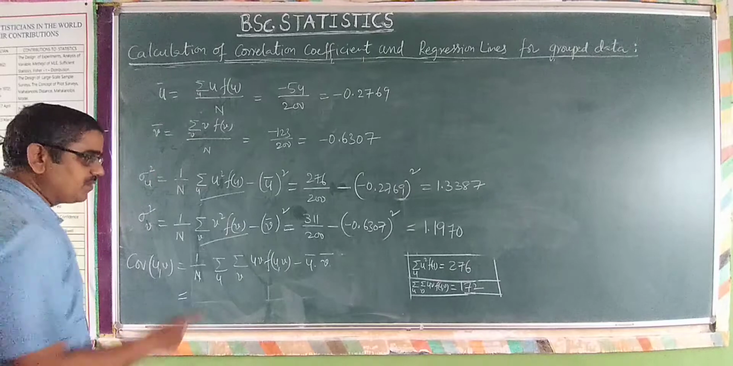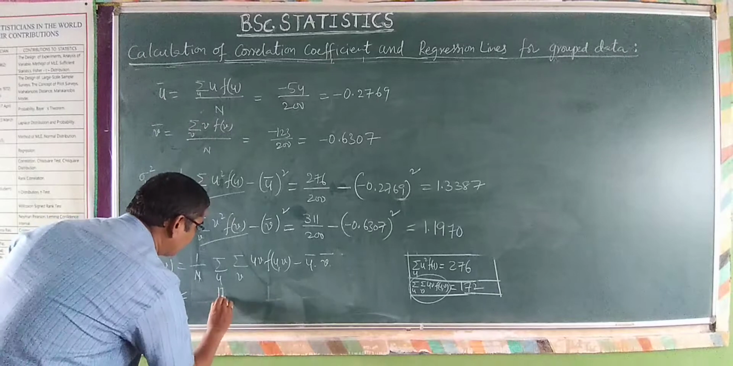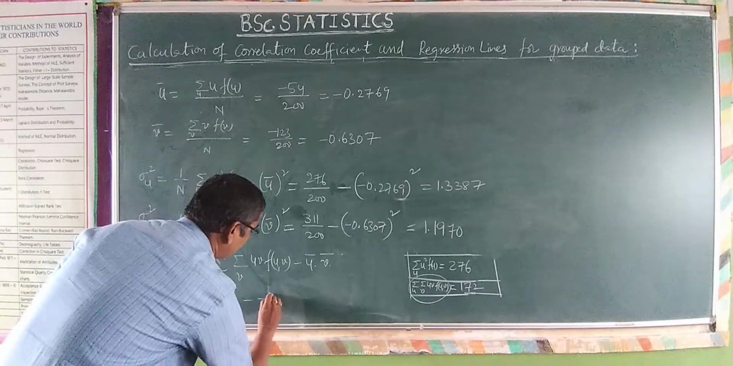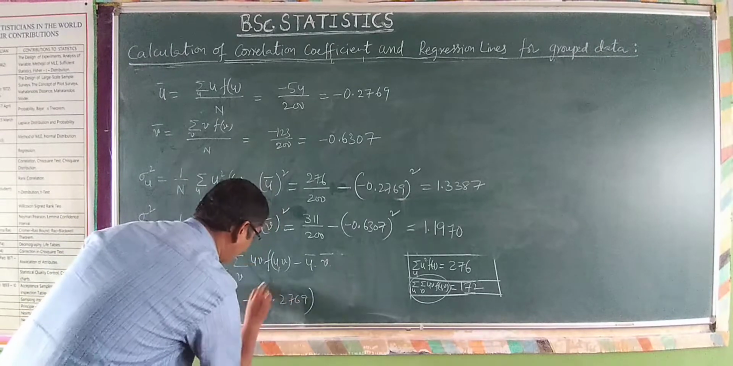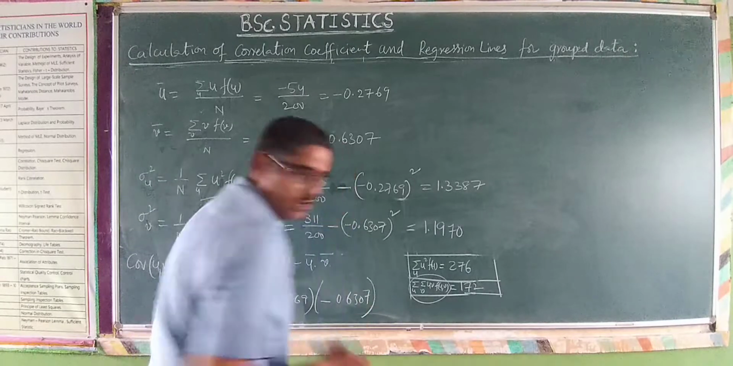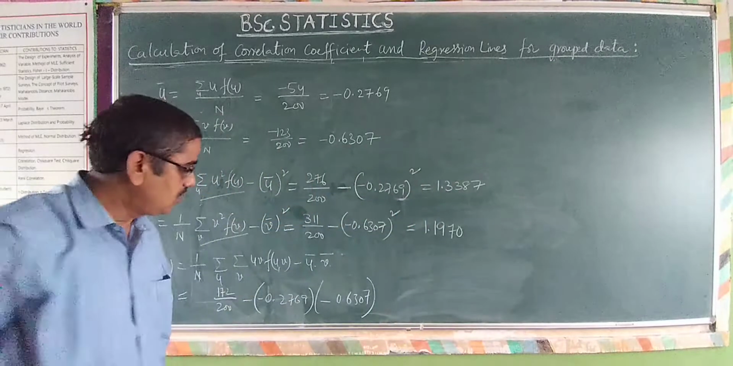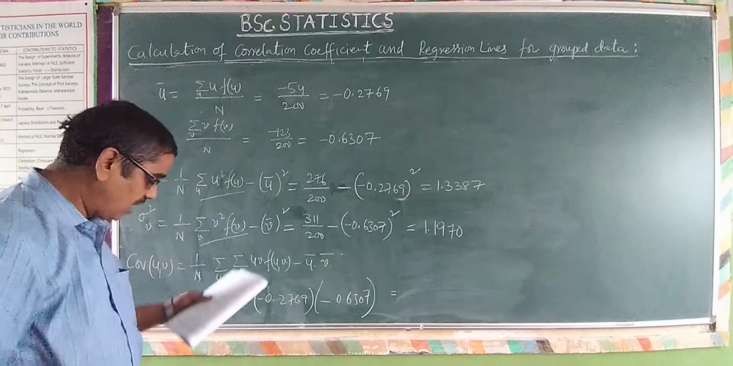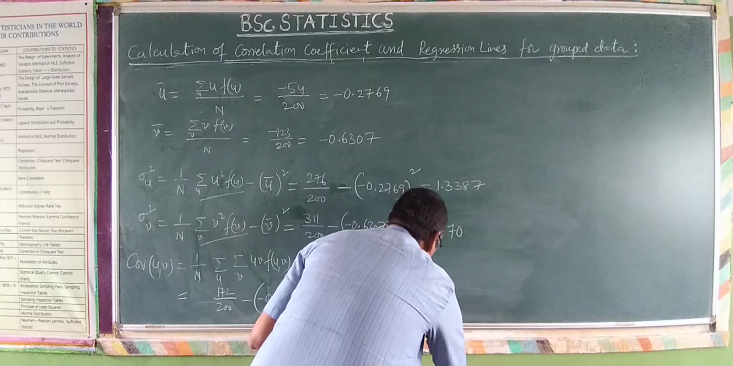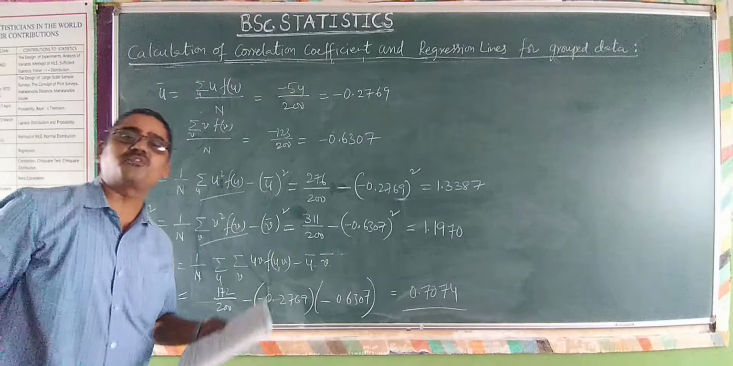Okay, and then the last one, covariance of UV, 1 by n summation UV f of UV minus U bar V bar. So double summation UV f of UV is nothing but 172. So 172 divided by 200 minus U bar V bar, it is minus 0.2769 multiplied by minus 0.6307. This is the value. So therefore I can erase all the values. If you calculate this value, you will get covariance of UV is 0.7074.